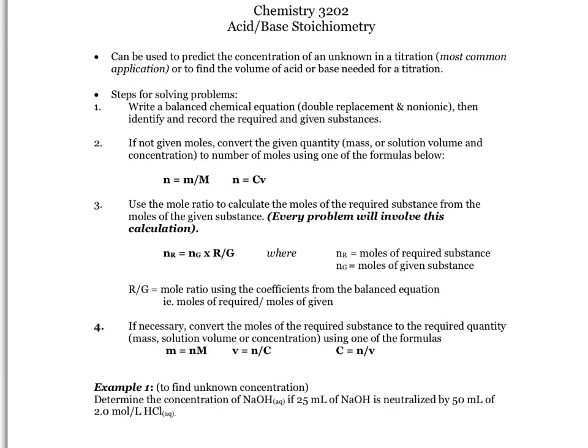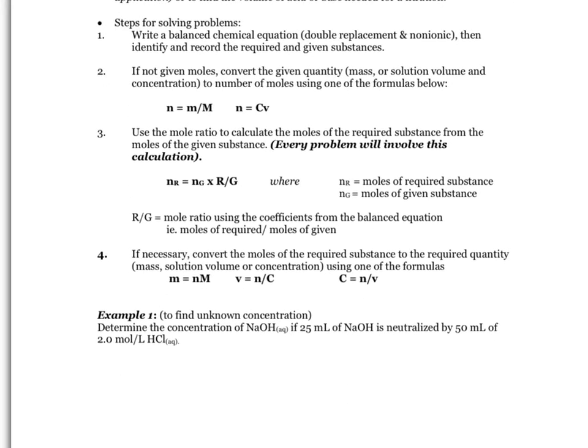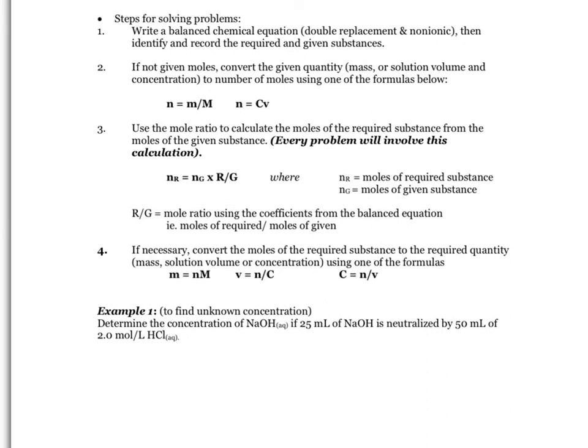We can use the results of an acid-base titration to predict the concentration of an unknown in the titration, or to find the volume of acid or base needed for the titration. I will go through the steps involved in this now. However, you will notice that this type of question is identical to those seen in Chemistry 2202, and no new material is presented here. To solve these types of problems, you must first write a balanced chemical equation, whether that's a double replacement reaction or a non-ionic reaction, and identify and record the required and given substances.